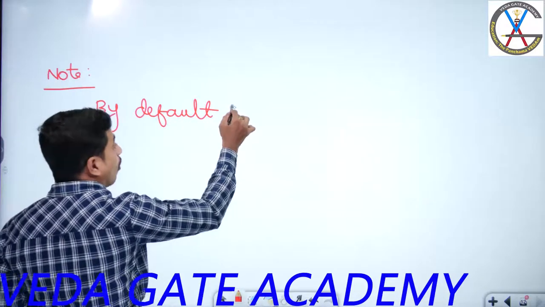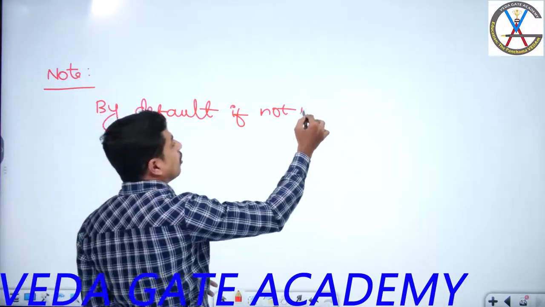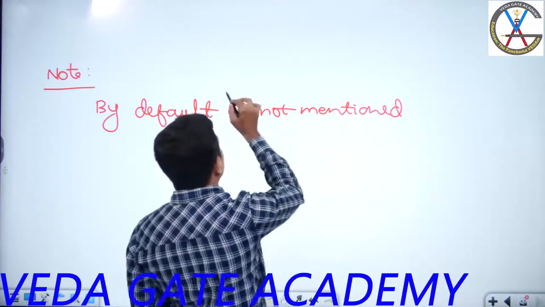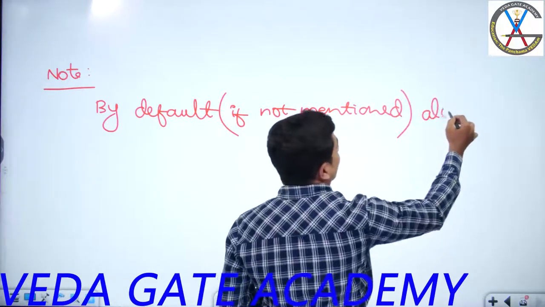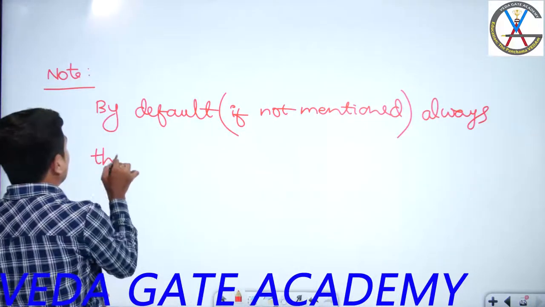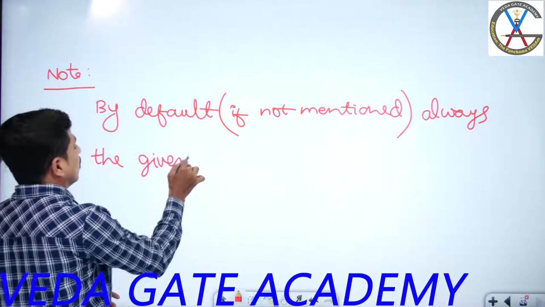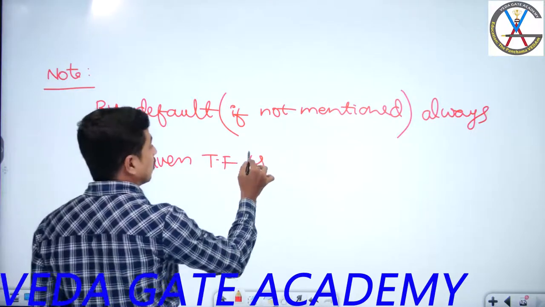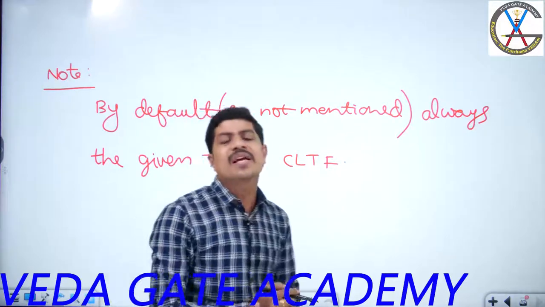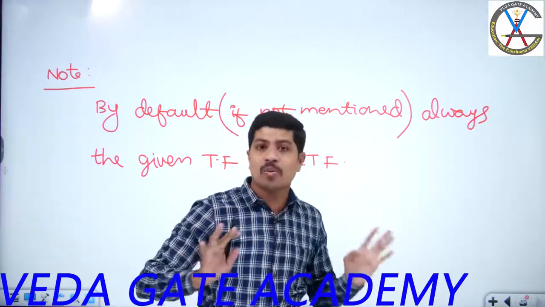Note, by default, if not mentioned, the given transfer function is always the closed loop transfer function. Simply, he will say transfer function, which means closed loop transfer function.